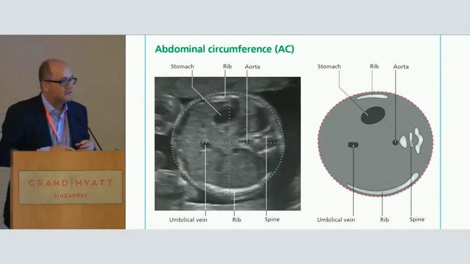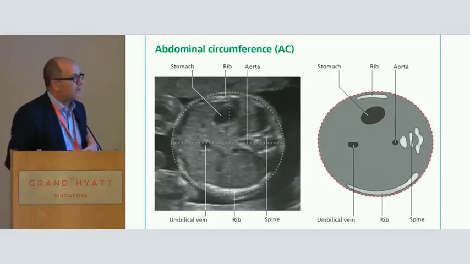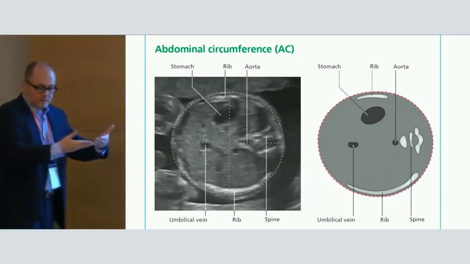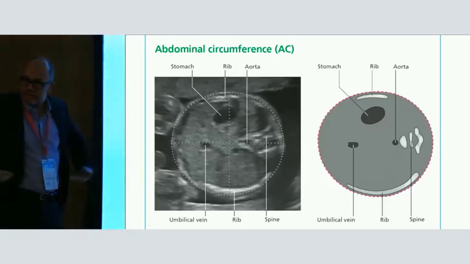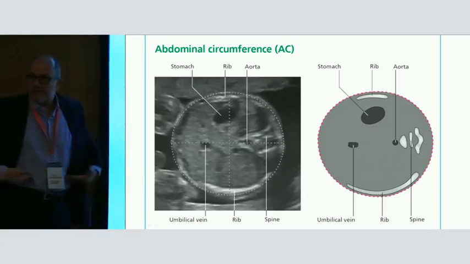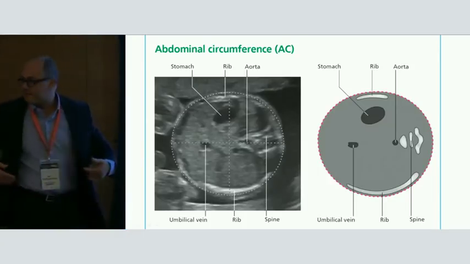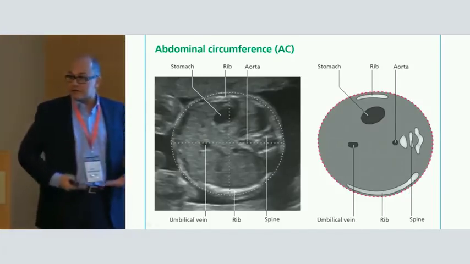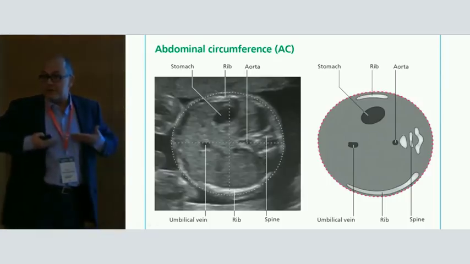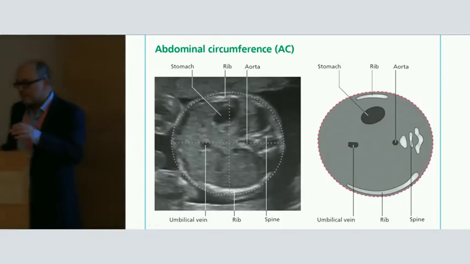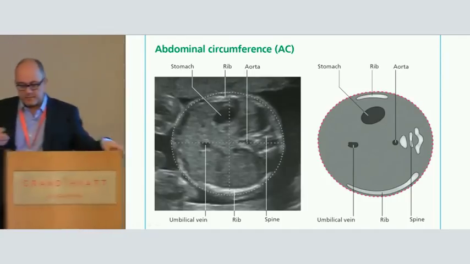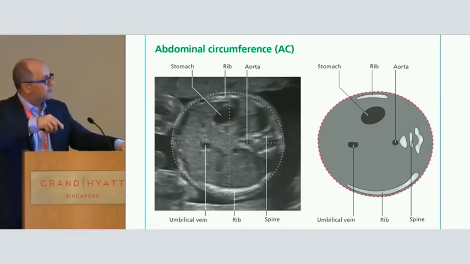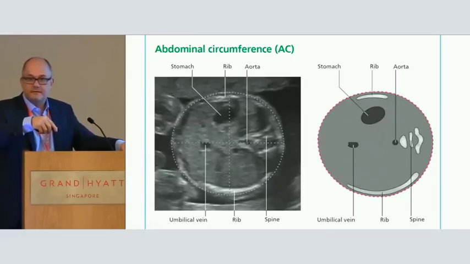Abdominal circumference. So we take a cross section through the abdomen, straight through the middle like this, and we measure how fat the baby's getting. Okay? Now we want some landmarks because the abdomen is quite a large structure, to be sure that we're in the right place. One of the landmarks is the stomach, which is this black fluid-filled space here. And another landmark is the umbilical vein. Can you see it there?